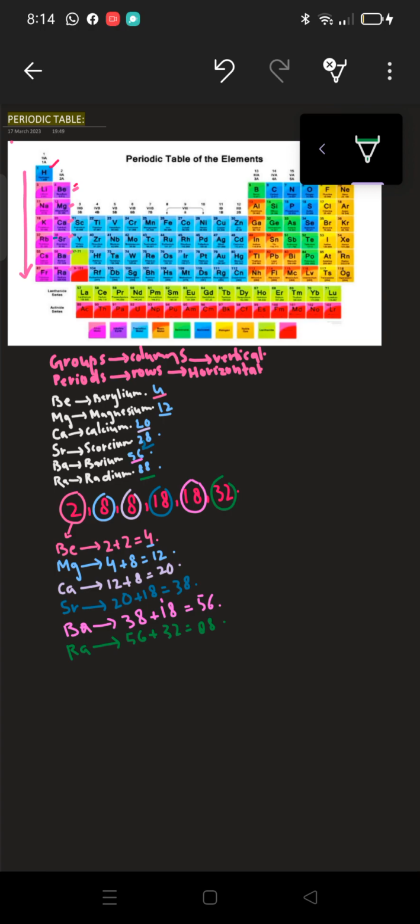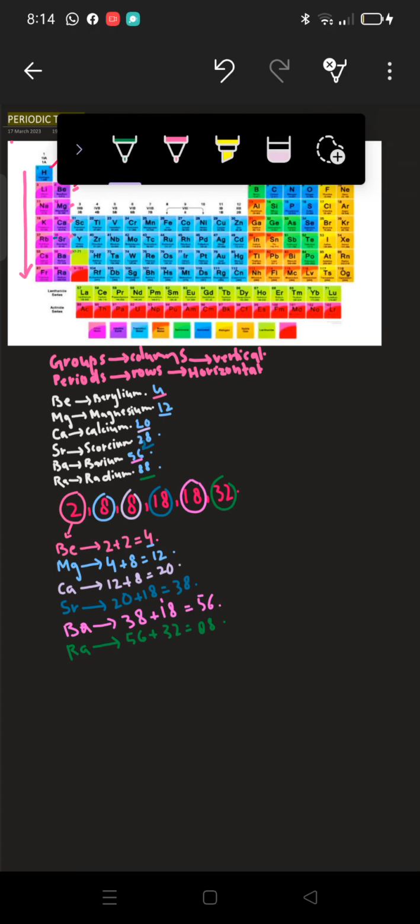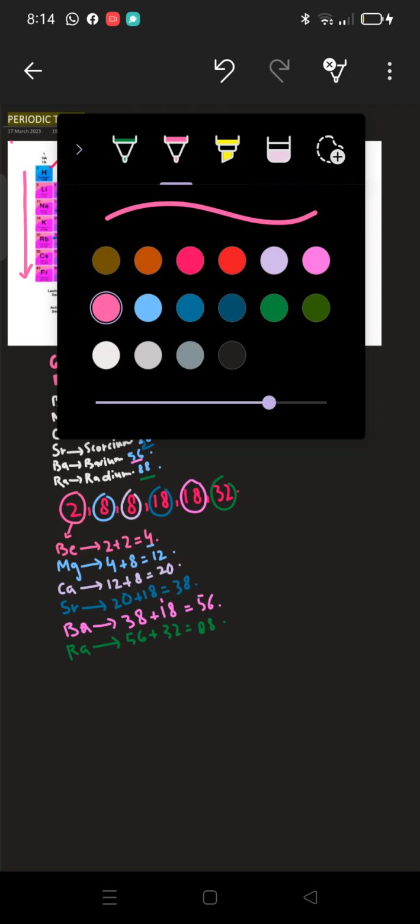Alright, so beryllium has atomic number 4, magnesium has 12, calcium has 20, strontium has 38, barium has 56, and radium has 88. Alright, and they will always lose 2 electrons and get 2 positive charge, which means they are always cations. Let me make the shell here so that it can be more clear to you.